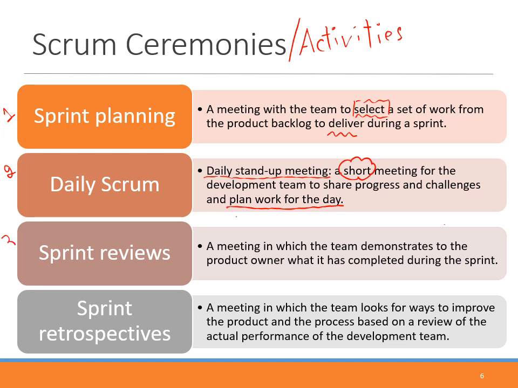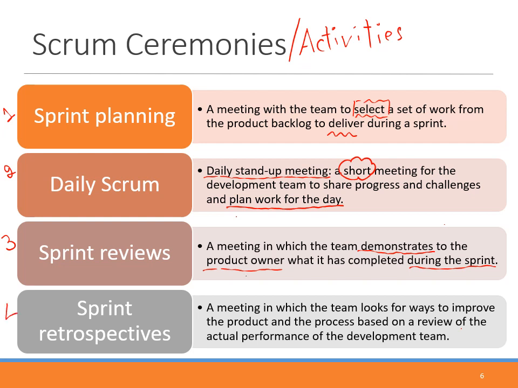The third is sprint review. This is done just once as well. It is a meeting done just once, at the end, in which the team demonstrates the finished work to the product owner, and maybe we can invite the customer as well. It shows what has been completed during the sprint. So it is the end of the sprint, this sprint review.